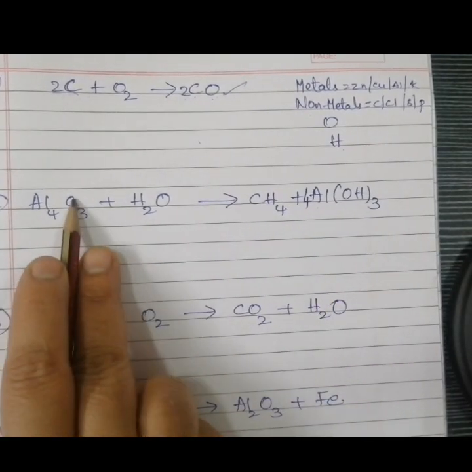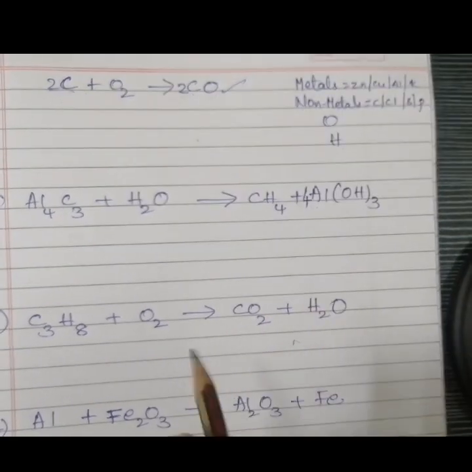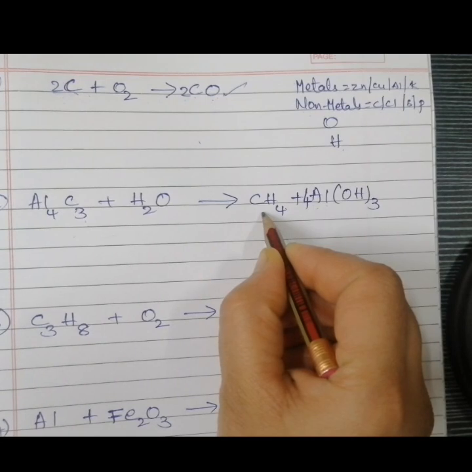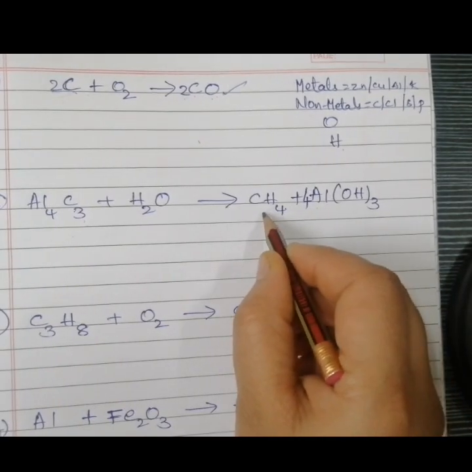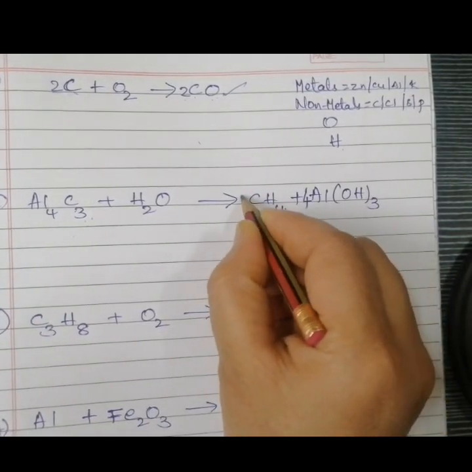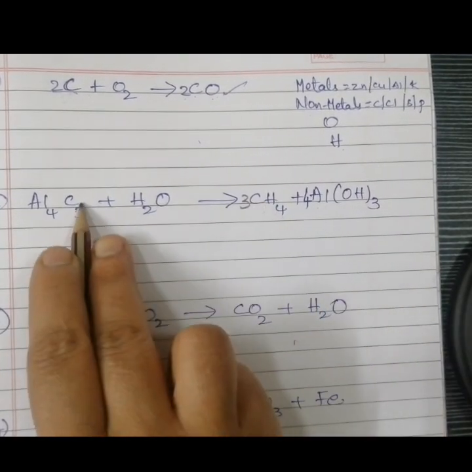One carbon is there. So on the left hand side 3 carbons are there. On the right hand side only one carbon is there. So 3 carbons, 1 carbon. How many carbons have to be placed here to balance the left hand side and right hand side? So I will write 3 carbons here. If I write 3 carbons here, see, 3 carbons balanced.